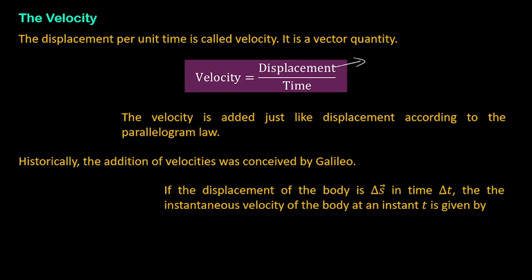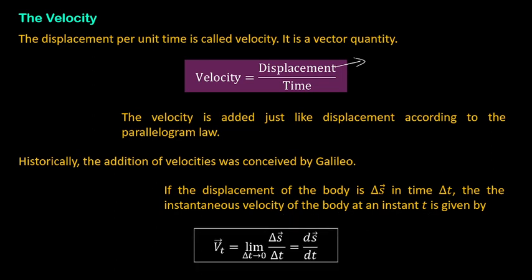If the displacement of the body is delta s bar in the time delta t, the instantaneous velocity of the body at an instant t is given by the limit of the ratio of displacement divided by time as delta t is made 0.